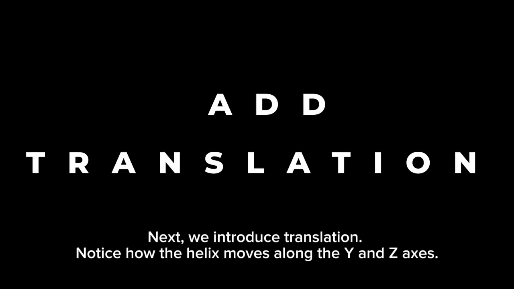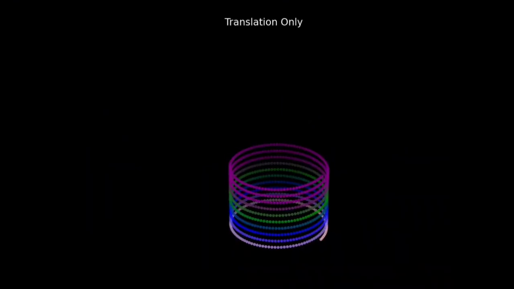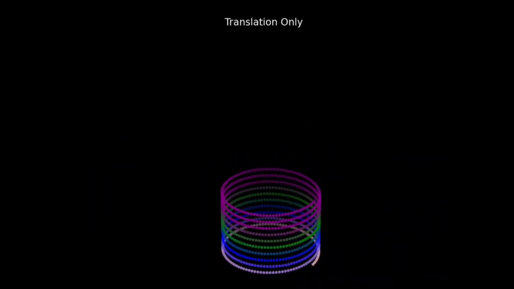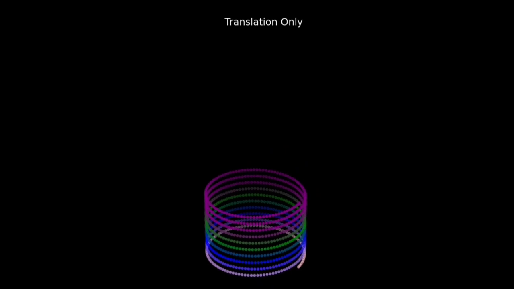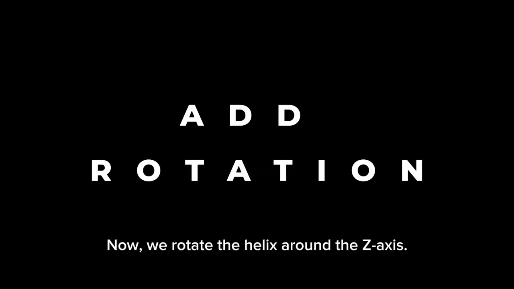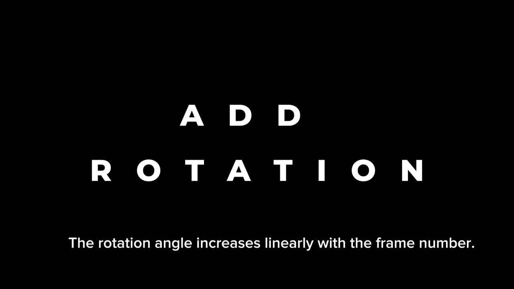We introduce translation. Notice how the helix moves along the y and z axes. We're using sine and cosine functions to create a smooth oscillating motion. Now, we rotate the helix around the z-axis. The rotation angle increases linearly with the frame number.